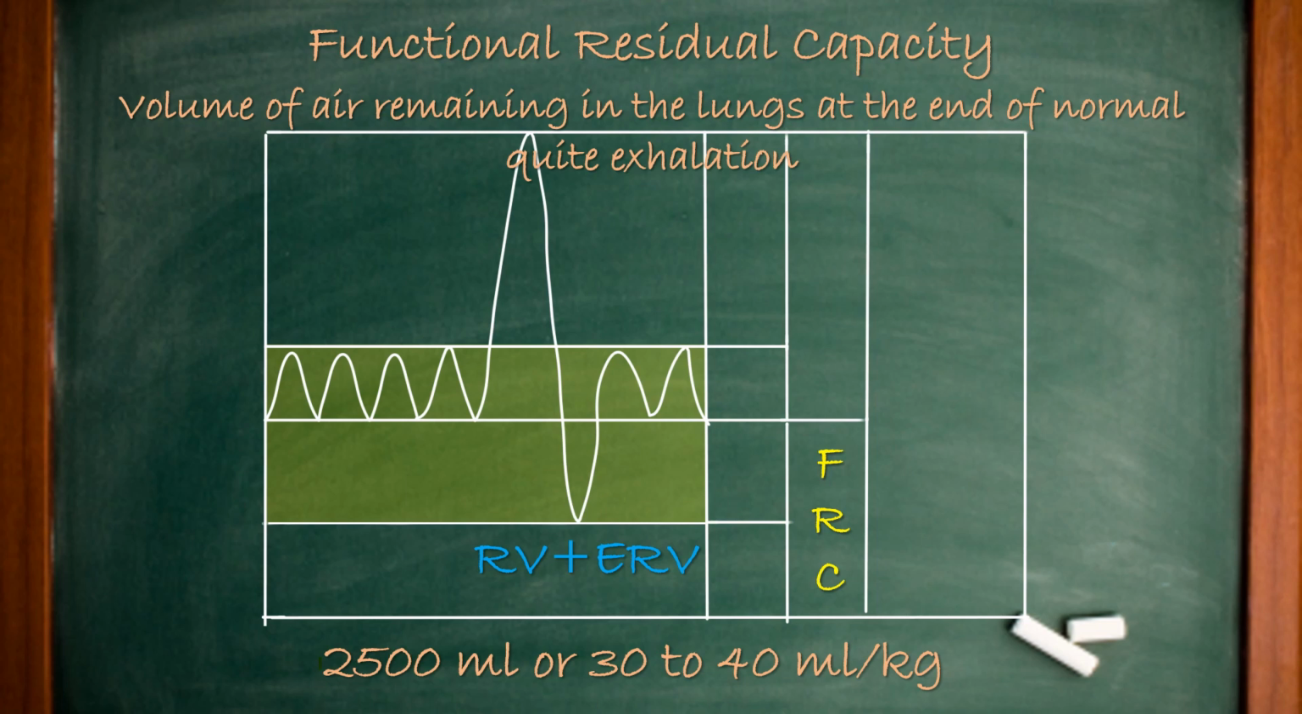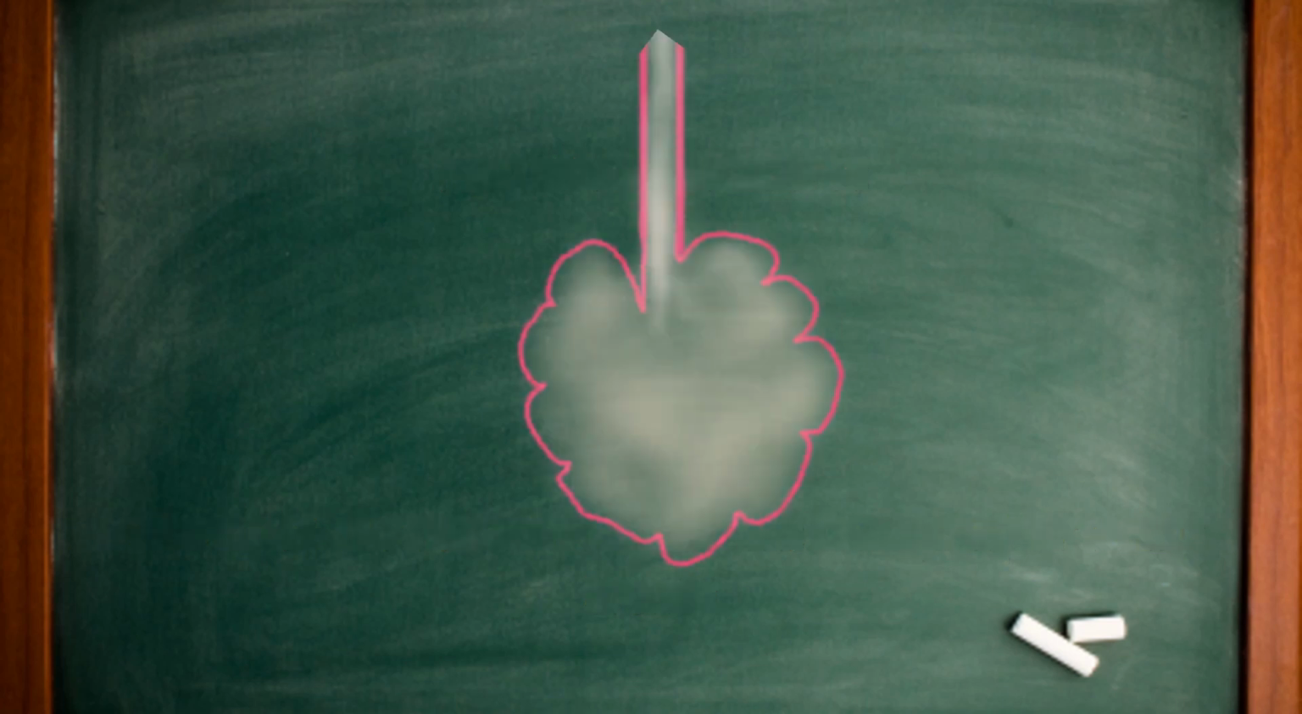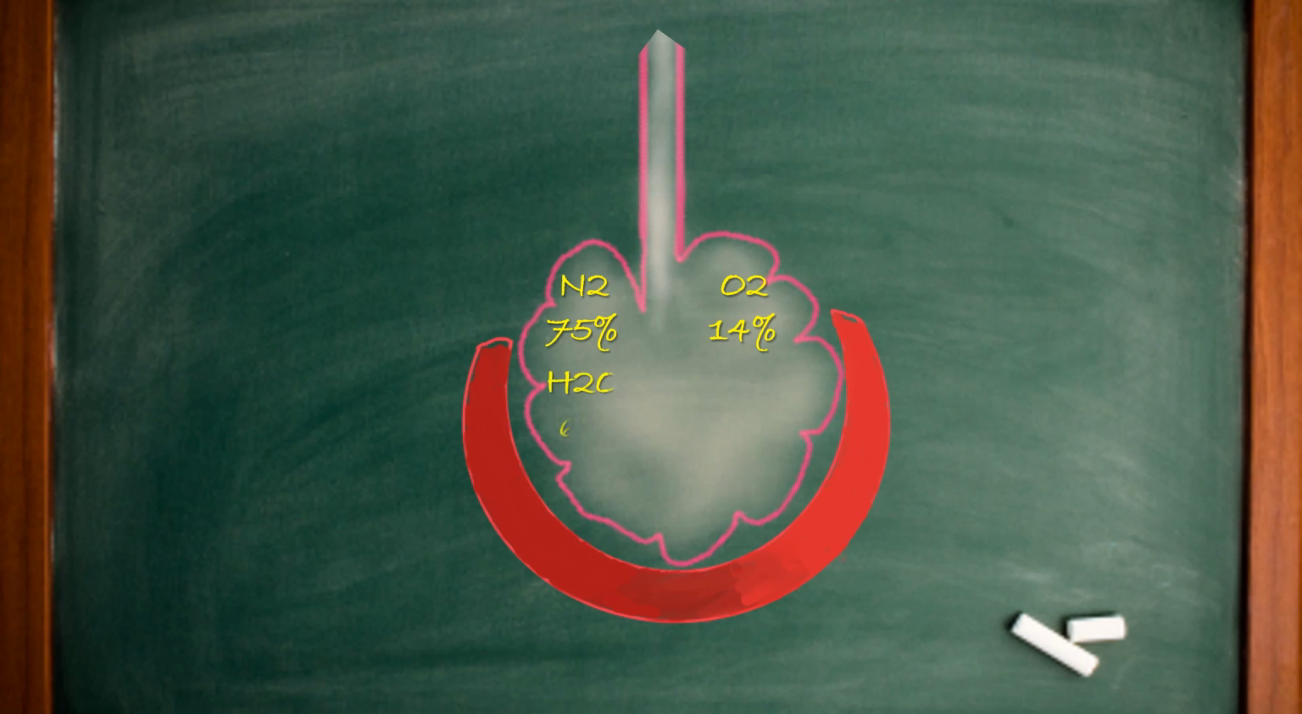So what is the importance of this capacity? As the name suggests, this is the functional reserve, that is, the volume remaining in our lungs after every breath. So what's so special about this capacity? Before that, let us understand what it signifies. Say this is our alveoli, surrounded by the pulmonary blood vessels and filled with 75% of nitrogen, 14% of oxygen, 6% of water and 5% of carbon dioxide.